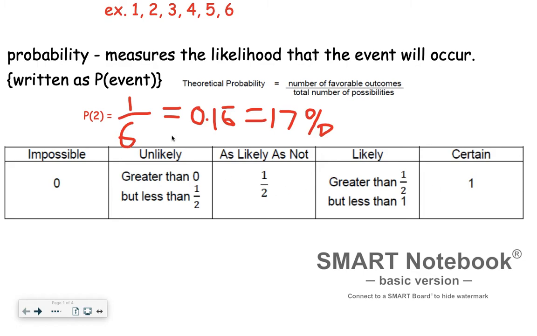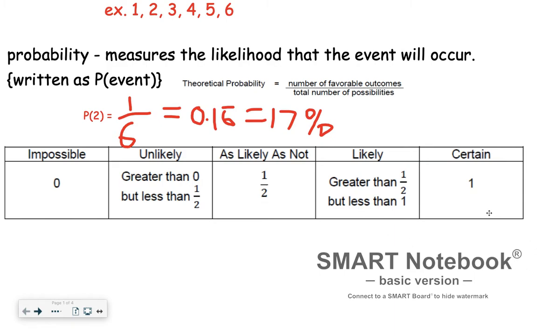So you would need to think about what the fraction would look like and figure out if that number would be a 0, which would equal impossible. If it's a number greater than 0 but less than a half, then it's unlikely to happen because there's just a low chance of that happening. If it's exactly a half, we call that as likely as not. That just means that there's an equal chance of it happening or not happening. Moving on, if the fraction is greater than a half but less than 1, we would call that likely. So it's likely to happen because it's more than a half.